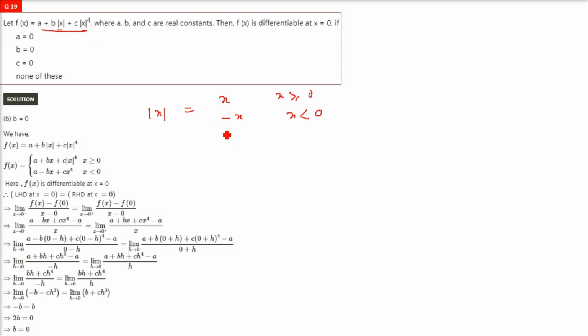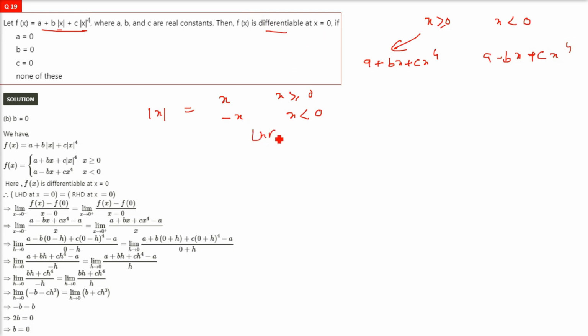So for this function, we have to check at x equal to 0. So when x is greater than 0, what value are you going to get? All the modulus x you have to put as x, or positive x. When you have x less than 0, all the modulus x will be negative. So a minus bx, but since it is modulus x to the power 4, the third term will be positive, not negative. I hope you got the idea, because the power is 4. Even power will always give you a positive value. Negative times negative will be positive then.